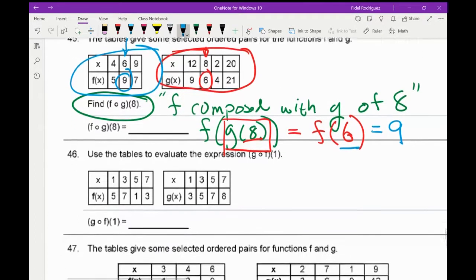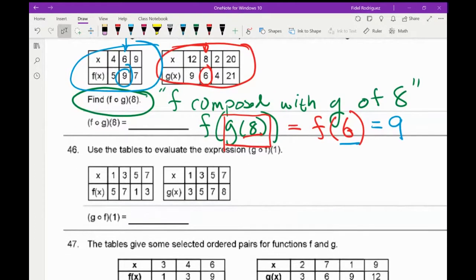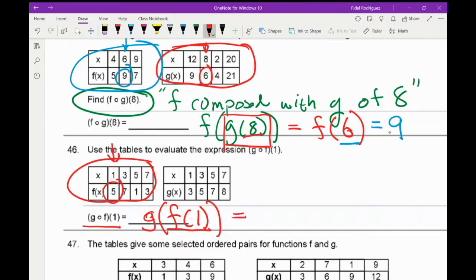So I'll tell you what, let's take a look at 46, because 46 is almost identical. The only thing that's different is that on 46, the g and the f are reversed. So the way I'm going to do this is g of f of 1. Again, I go from the inside out, f of 1. So I'm going to go to this box, because f is the first one, and I'm going to go to when x is 1. Sorry, my pen sometimes freezes up. When x is 1, the f value is 5.